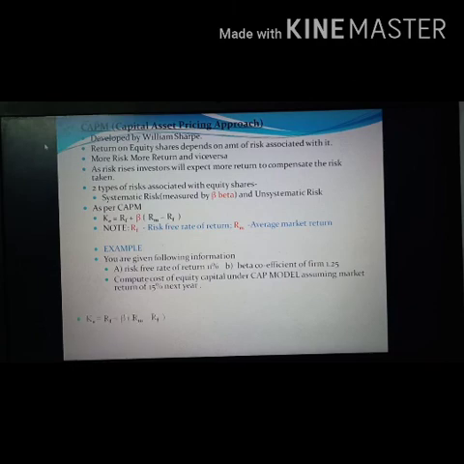So we just need to substitute the values in this formula. That means KE is equal to RF, that is the risk free rate of return, 11%, plus the beta factor 1.25, multiplied with the average market return, that means RM, which is 15% minus 11%. You will get 11% plus 5% is equal to 16% as the cost of equity share capital.